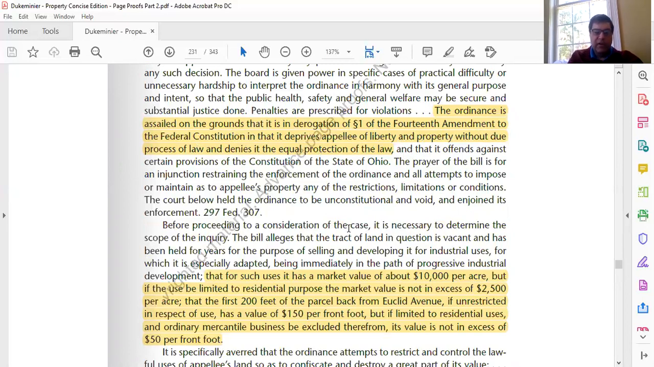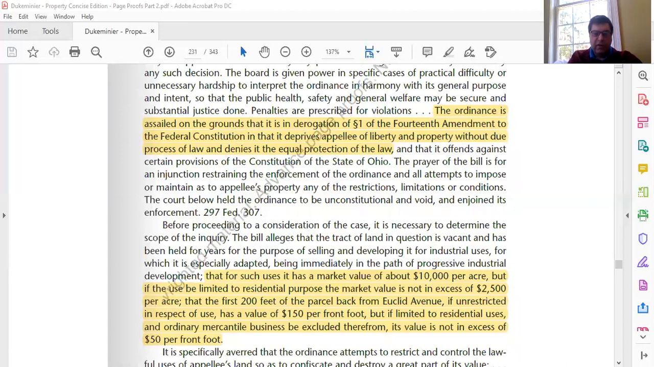So we're going to put aside the equal protection argument for a moment, but let's focus on the 14th Amendment due process clause, which is what the court ends up discussing in the portion of the opinion excerpted in our book. So the 14th Amendment to the United States Constitution includes this clause: nor shall any state deprive any person of life, liberty, or property without due process of law. And the plaintiffs claim that the adoption of this zoning ordinance has violated that 14th Amendment due process clause.